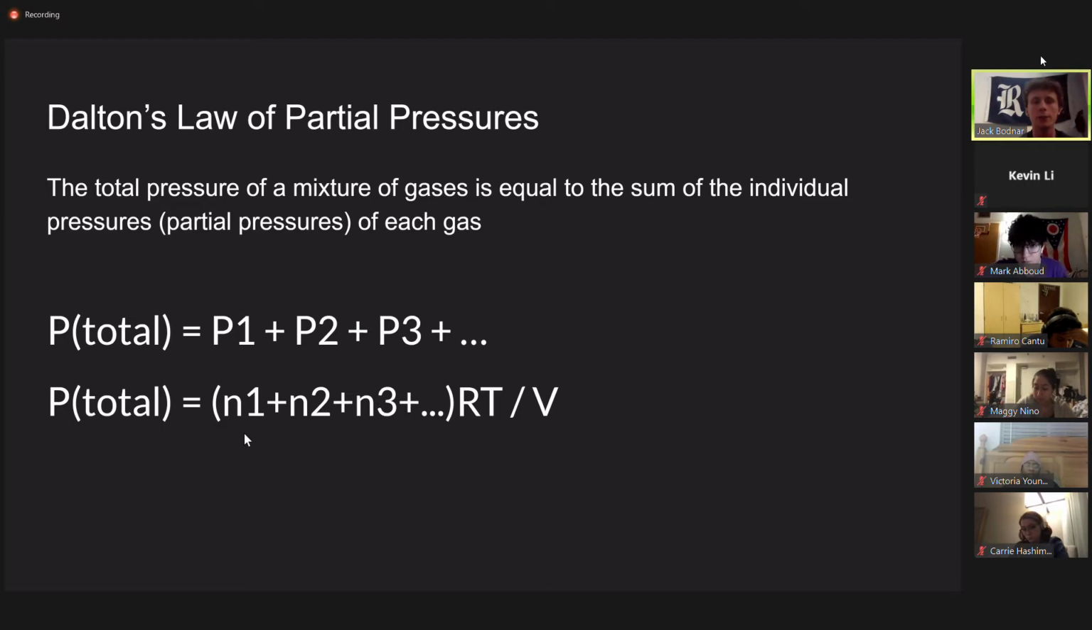Or we can rearrange that expression using the ideal gas law, and we can say that the total pressure is equal to the sum of all of the moles of our gases, so n1 plus n2 plus n3 times RT over V, and that will get us the same expression. And then this bottom equation can be further manipulated to get what's called the mole fraction. So that's just basically the ratio of moles to total moles, which is equal to the ratio of pressure of whatever gas sample you're looking at to the total pressure.